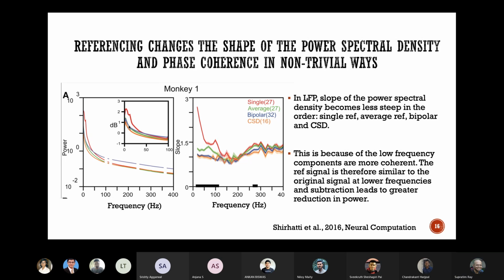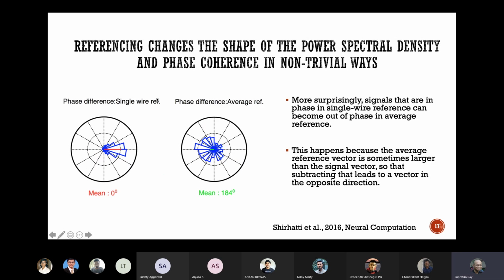Okay. Turns out this is a more complicated finding, that it changes the phase coherence as well. But we won't talk about this. If you're interested in figuring this out, you're welcome to read this, or you can try it out in the data that you have, that the phase coherence actually shifts from 0 to 90 degrees when you do the average reference. And the reason is quite non-intuitive, and maybe I'll give this as a homework assignment for you guys.